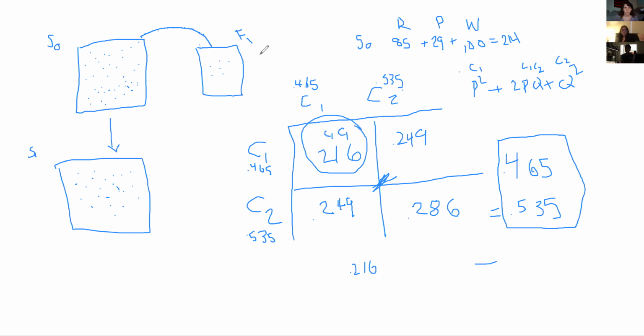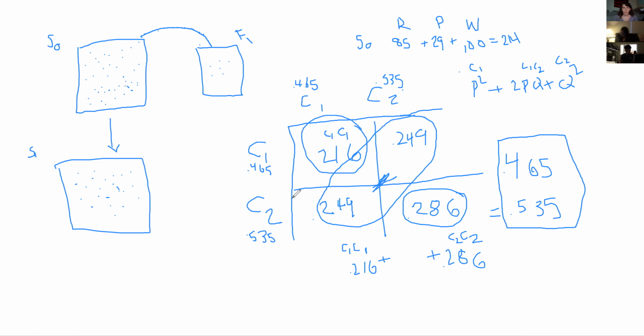And then we'll look for the C2, C2, and that's going to be 0.286. So how many heterozygotes will there be? This is the C1, C1 homozygotes, so the red eyes, and this is the C2, C2 guys, so the white eyes, and then to get to the heterozygotes, you have to add these 2 together.